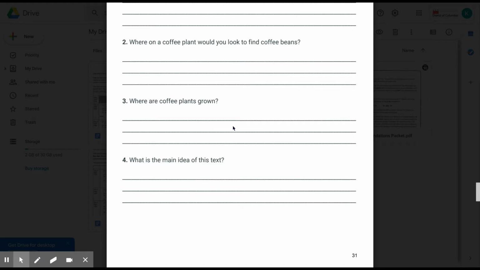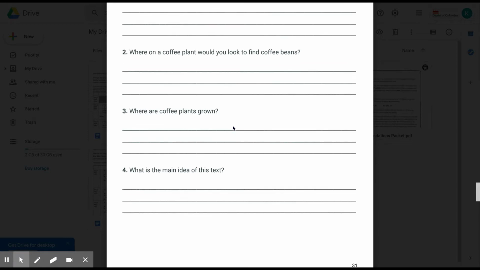You're going to do questions 3 and 4 on your own. I will read them to you. If you have any questions, reach out to your teacher. Question 3. Where are coffee plants grown? Look in the text to find your answer.